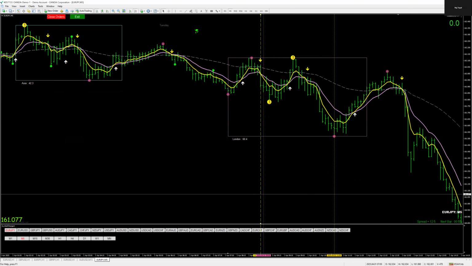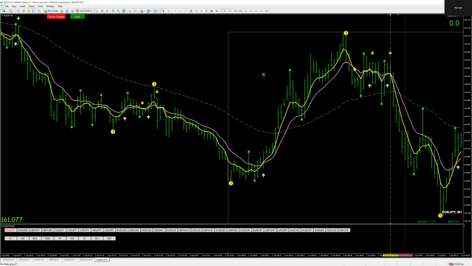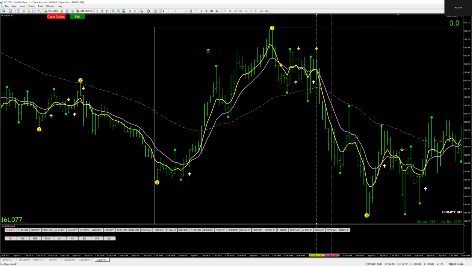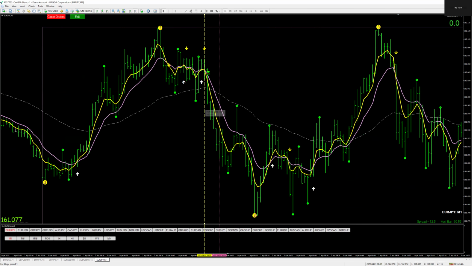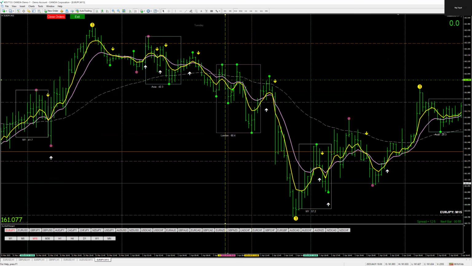Okay, and let's see, we can refine it on the 1. And the 1 is right there. Here's the entry right here. This is a 15-minute trade. And immediately goes back up.